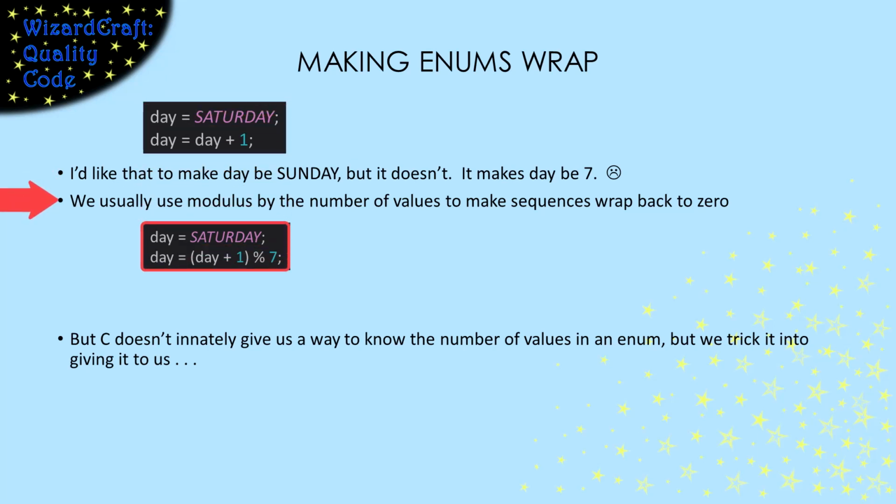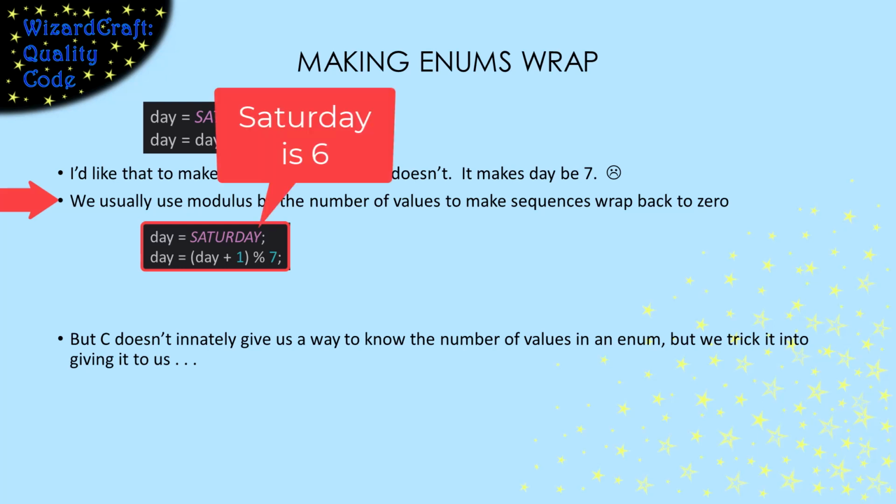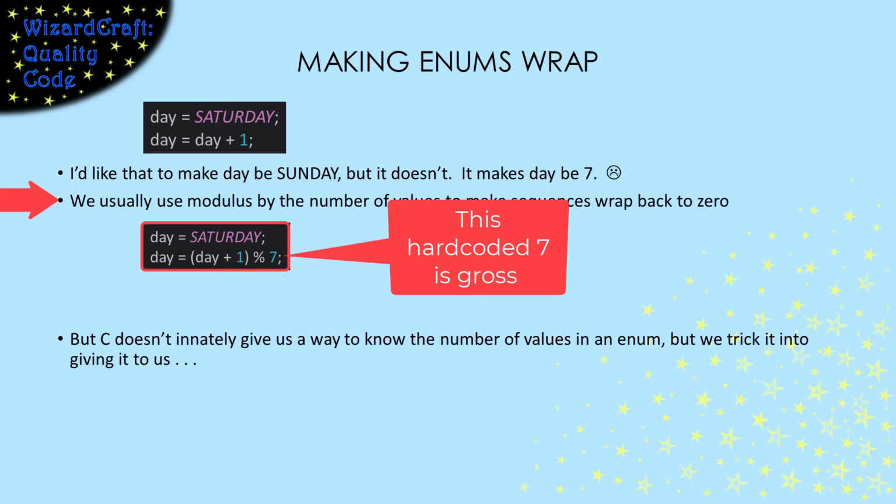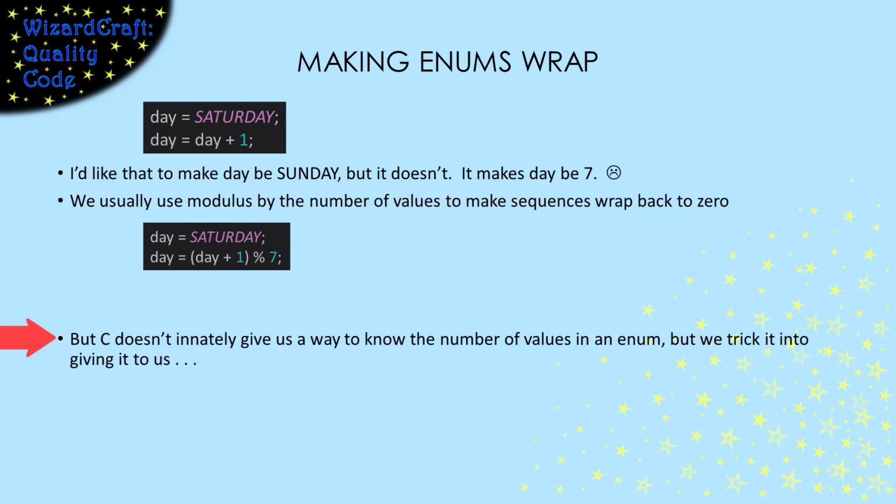Since Sunday is 0, I could make that happen by modding by 7. Saturday is 6, 6 plus 1 is 7, 7 mod 7 is 0. That's Sunday. Yeah, the number of days in a week is unlikely to change, but normally we'd want to calculate the number of values from the enum, so that if somebody added or deleted values, we wouldn't need to fix that hard-coded 7. Unfortunately, C does not give us a way to ask an enum how many values it has, so we have to be a little sneaky.